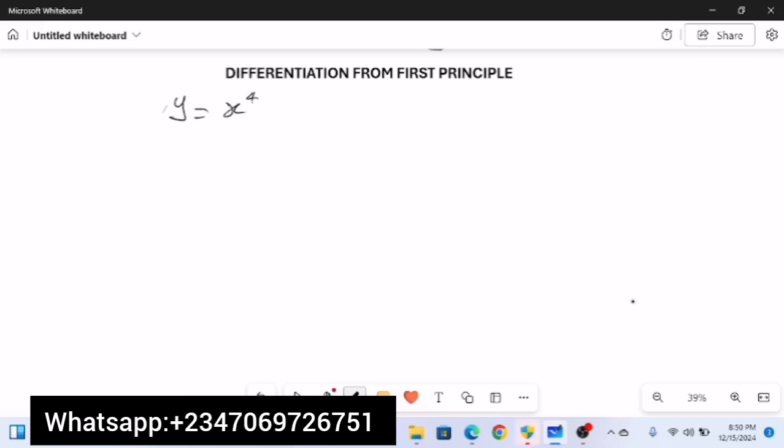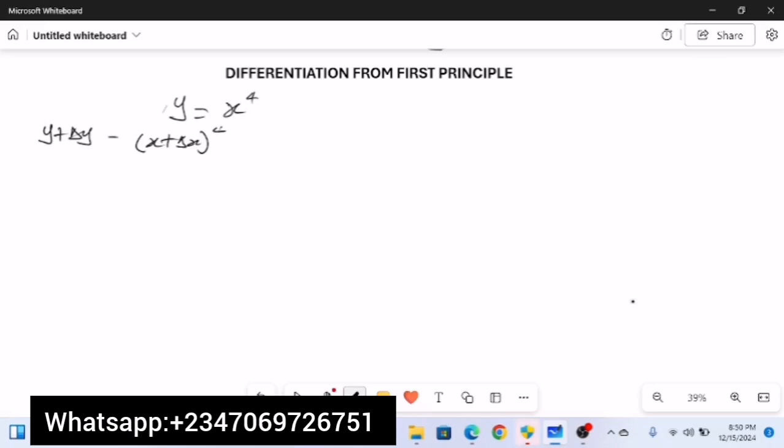That means you also add change in x to x. So that means in place of y we have y plus change in y, and this is going to be equal to, in place of x we have x plus change in x. But since x here is to the power of 4, that means you're going to be having this to the power of 4. Now, to expand this, we simply employ the Pascal's triangle.